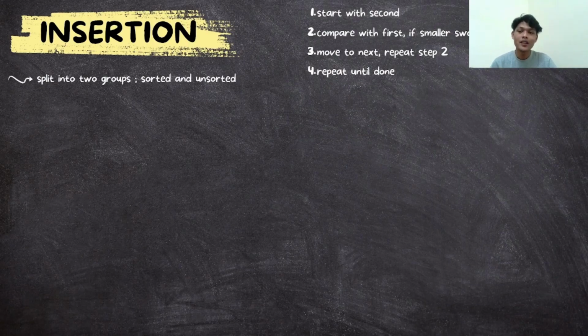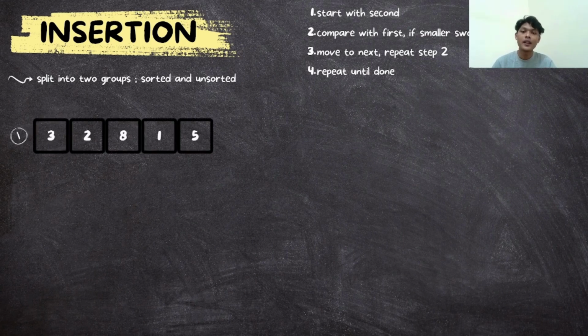How to do insertion? Basically we will split it into two groups, sorted and unsorted, and the instructions are here. First, we start with the second place, and we compare it with the first. If it's smaller, swap. Then we move to the next and repeat step 2 again, and repeat until done. So let's see how to do it.